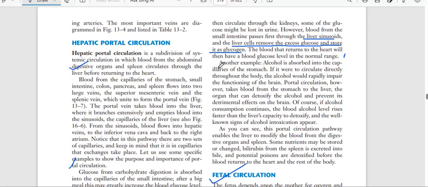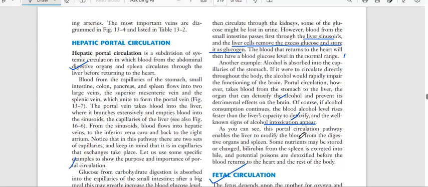Another example is given. Alcohol is absorbed into the capillaries of the stomach. If it were to circulate directly through the body, the alcohol would rapidly impair the functioning of the brain. Portal circulation, however, takes blood from the stomach to the liver, the organ that can detoxify the alcohol and prevents its detrimental effect on the brain. Of course, if alcohol consumption continues, the blood alcohol level rises faster than the liver's capacity to detoxify, and the well-known signs of alcoholic intoxication appear.